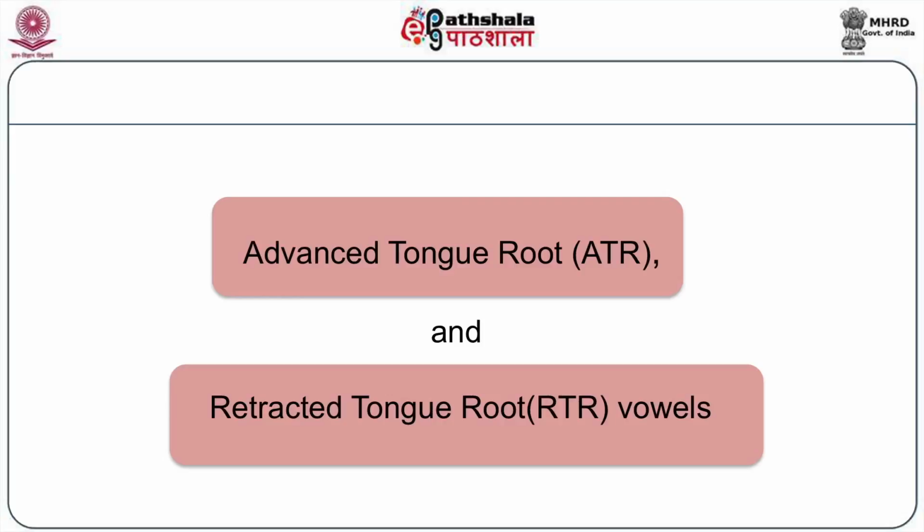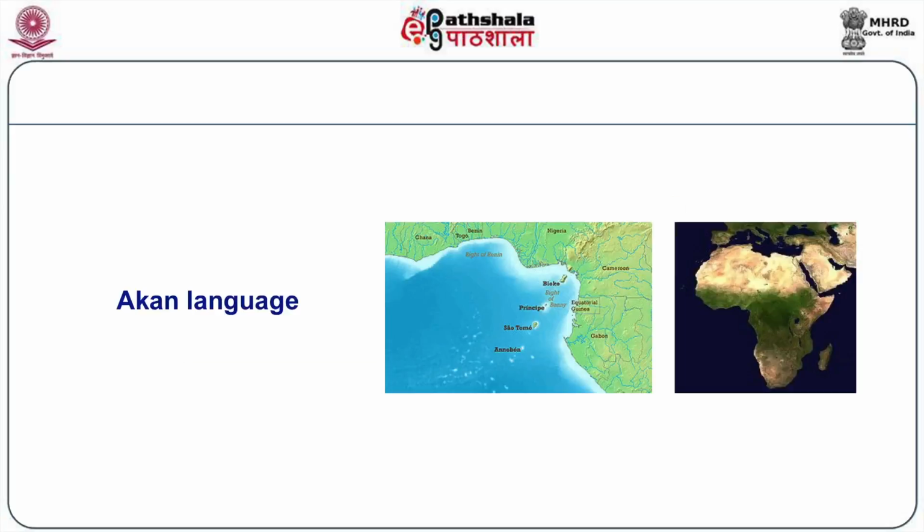Retracted tongue root vowels may in some languages be pronounced with the tongue root retracted, further drawn towards the vocal cords. These retracted tongue root vowels sound like pharyngealized vowels. The African language Akan has the vowels I, E, O, U as non-ATR vowels, and the vowels I, A, O, U as ATR vowels. Arabic has retracted tongue root vowels and non-retracted tongue root vowels.